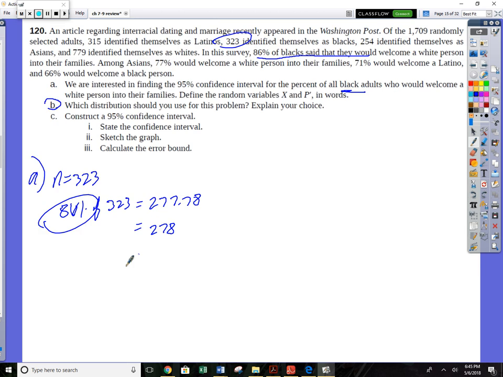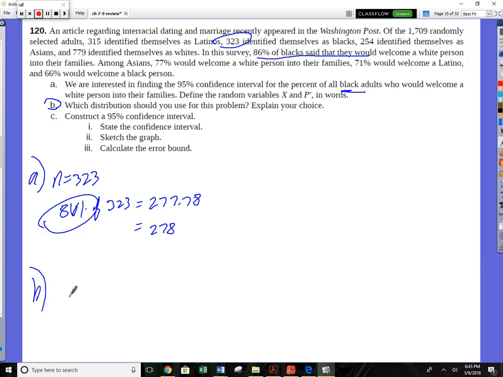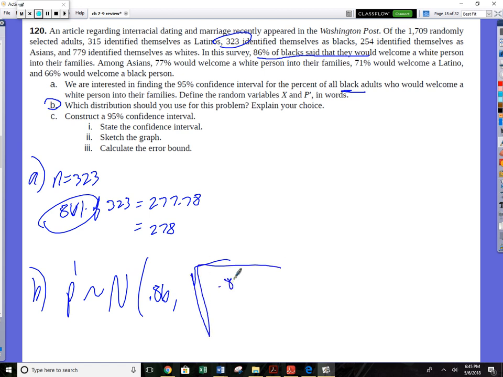Now B, this proportion has a normal distribution. The average is going to be, we'll call that 86%. Average is your P. Your standard deviation is going to be the square root, all of this under the square root, so 0.86 times 0.14, so P times Q divided by 323. So that's what the distribution looks like. C, we already did all that.